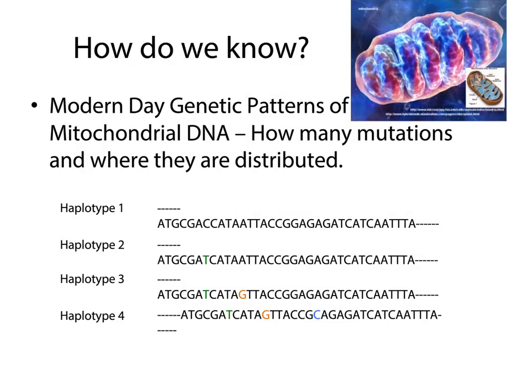So you might be asking yourself, how do we know this? And I would say, aha, that is an excellent question. The reason we know this is based on modern day genetic patterns of mitochondrial DNA. Okay, so what scientists did is they went through and took a sample of DNA from humans located all across the globe, and they sequenced the mitochondria. And what they looked for were mutations. Okay, and so mutations are distinguished and they're called different haplotypes.